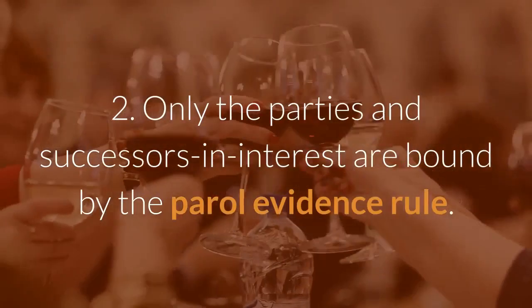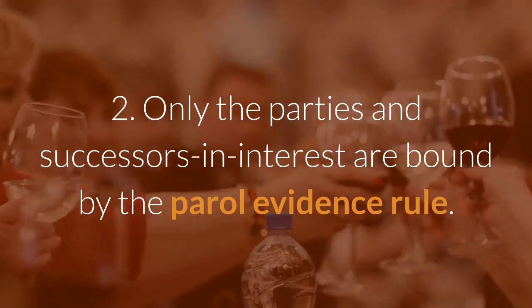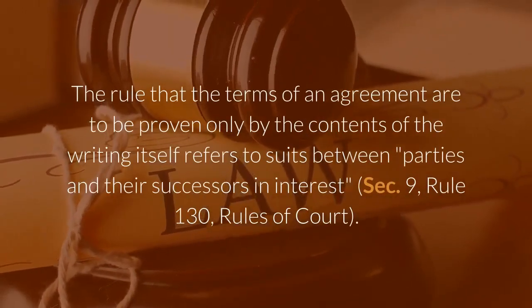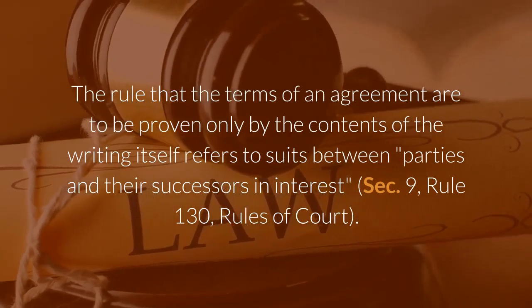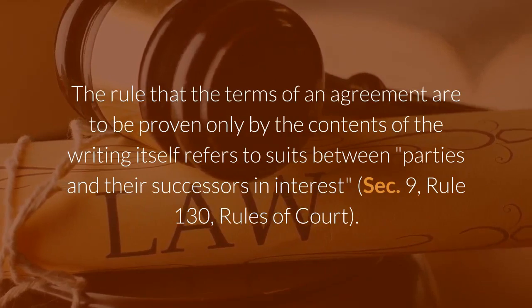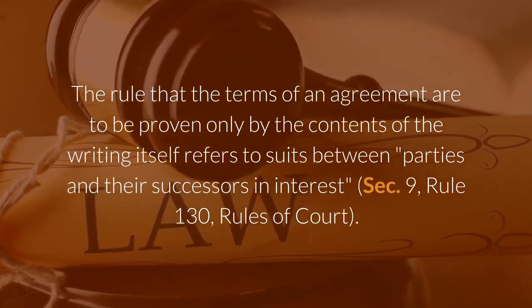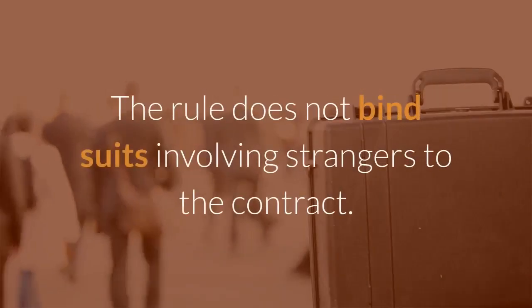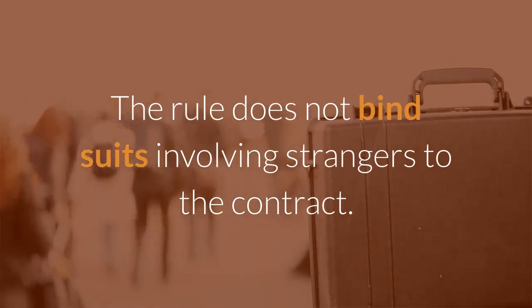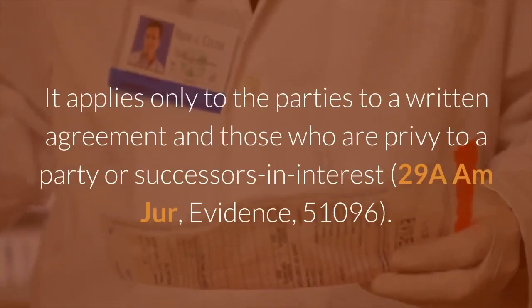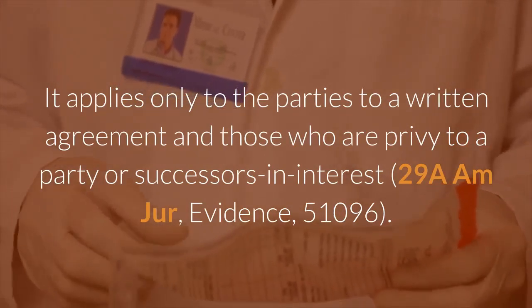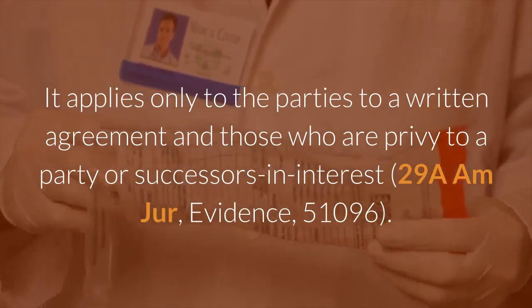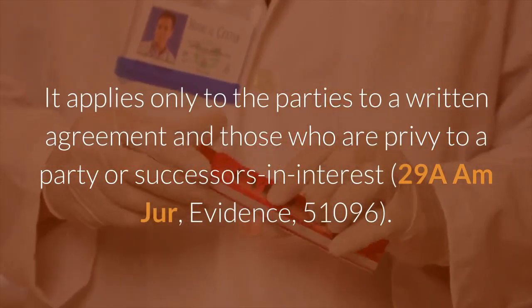2. Only the parties and successors in interest are bound by the parole evidence rule. The rule that the terms of an agreement are to be proven only by the contents of the writing itself refers to suits between parties and their successors in interest. Sec. 9, Rule 130, Rules of Court. The rule does not bind suits involving strangers to the contract. It applies only to the parties to a written agreement and those who are privy to a party or successors in interest. 29 Am Jur, Evidence, 51096.